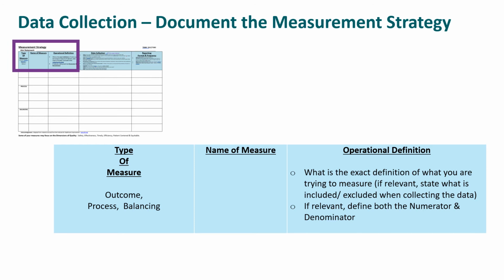So the type of measure, this is where you'd state whether it's an outcome, process, or balancing measure. The operational definition, this is where you would state the exact definition of what you're trying to measure, and if relevant, state what is included and what is not included when collecting the data. Also, if relevant, clearly define both the numerator and the denominator.